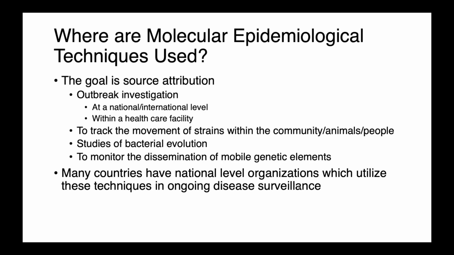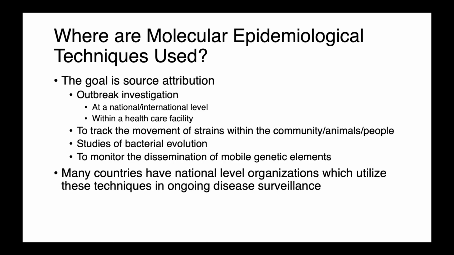So when are these methods used? When do we need to do DNA fingerprinting? Well, ultimately, the goal is source attribution. So if we're doing an outbreak investigation, this could be at a national or international level. Maybe there's a food product that was contaminated with salmonella or E. coli, and we need to identify where that's come from. This could also be within a healthcare facility. Maybe there's a nosocomial outbreak of an infection linked to a medical device, for instance.